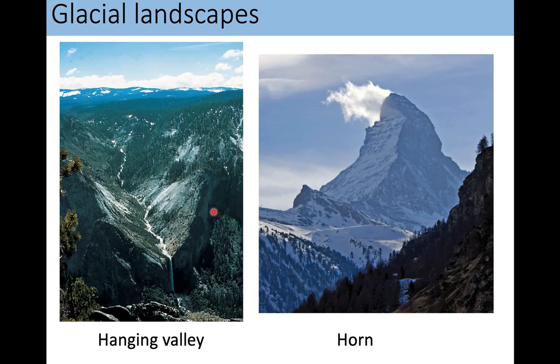Here we have a picture of a hanging valley, or a hanging wall, where we have the stream coming and then there's sort of a jump down. There's a really nice waterfall there. Here is a horn, where we had multiple streams of glacier coming together, creating this point. Kind of looks like a horn.